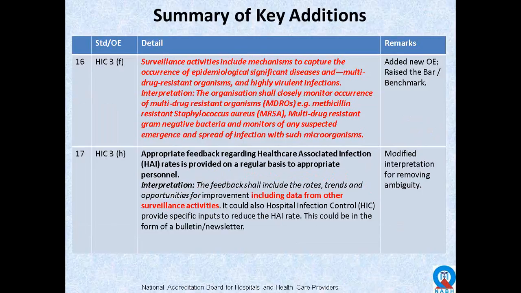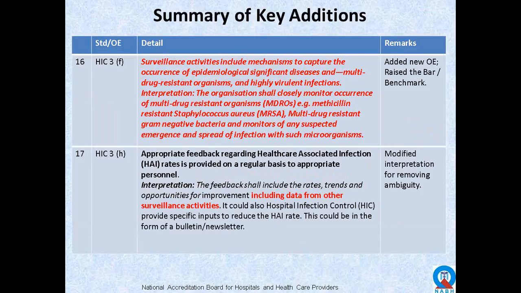So here again, a new objective element has been added. This is again to raise the bar. So surveillance activities include mechanisms to capture the occurrence of epidemiologically significant diseases, multi-drug resistant organisms and highly virulent organisms. This is a new objective element added, and this is part of the surveillance activity, which should also include capturing of drug resistant, multi-drug resistant and highly virulent infections. The organization shall closely monitor occurrence of multi-drug resistant organisms, for example MRSA, multi-drug resistant gram-negative bacteria, and monitor any suspected emergence and spread of infection with such microorganisms.